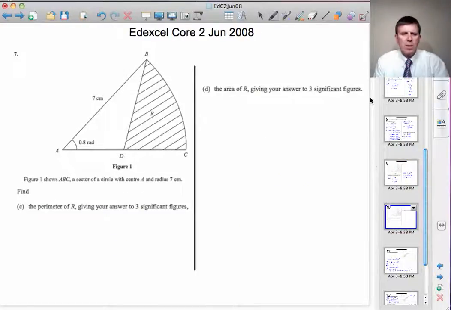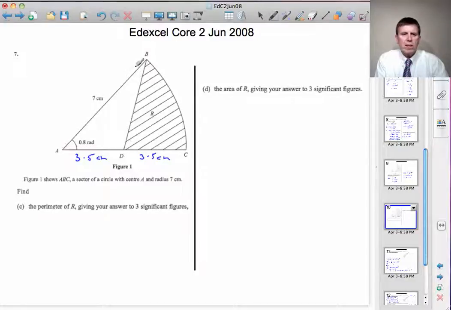Part C. Find the perimeter of R, the shaded region, giving your answer to 3 significant figures. Now one other piece of information we're given on this question is that D is the midpoint of AC. So AD here is 3.5 centimetres and DC is the other 3.5 centimetres of the radius AC. So first we're going to find the perimeter of R. Well, we know that that's 3.5. In the first part of the question we found out that the arc BC was 5.6 centimetres. So all I need to do is find this side here.